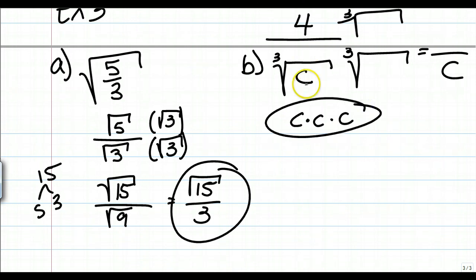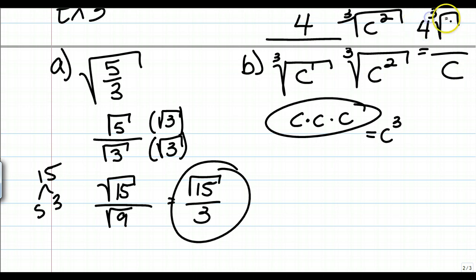So you have to ask yourself, c times what is going to give me, in this case, c to the 3rd, right? Because that's what that would be. And so I know that c times c squared, 1 plus 2 is 3. So I would have a c on the bottom, and I'd have 4 cube root of c squared. And you can't break up c squared, so that is your answer.